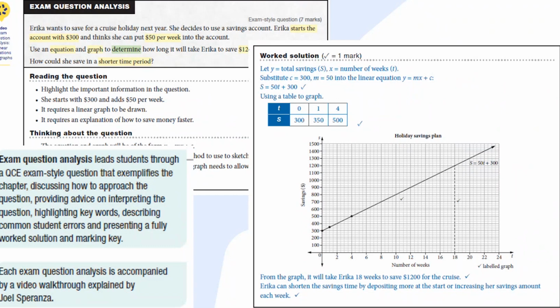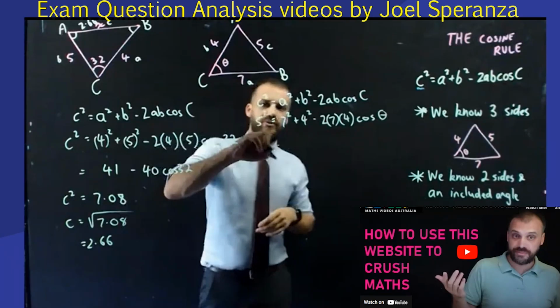Yep, and I guess the way this section of the book would be used would be, well, there's probably a variety of different ways. The student could go through it, or the teacher could go through it in class as well. The third option is that we are going to provide a video of each of these exam question analyses, and we've been fortunate enough to form a partnership with Joel Speranza of the Maths Videos Australia website, I think it is. So he's going to actually walk through these exam questions and add his spin onto it. Yep. So Maths Videos Australia. So we're pretty lucky to have Joel on board.